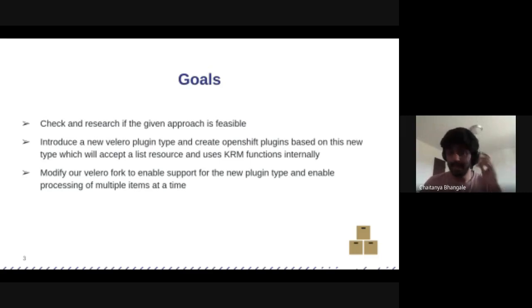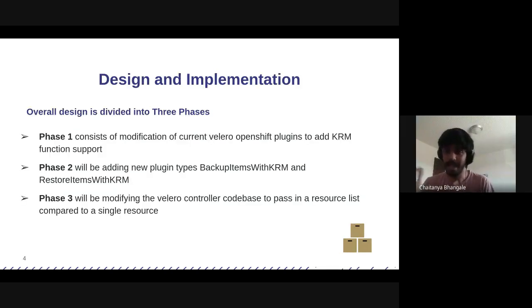So, moving on to the design and implementation of the enhancement. We have divided this into 3 phases. Phase 1 will be research, and it will consist of modifying the current OpenShift plugins to add KRM function logic and transform the resources as is. This might add a bit of overhead right now to the current plugins, but we plan to improve this by adding new plugin types, and that will be phase 2 of the enhancement. And phase 3 will be modifying the Velero controller code base so that we can pass in a resource list as compared to a single resource.